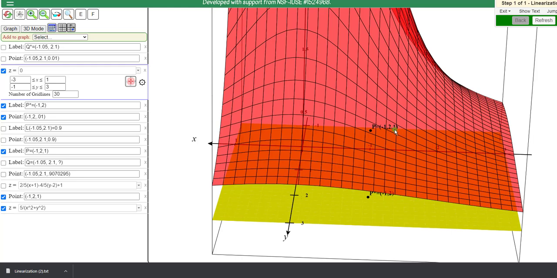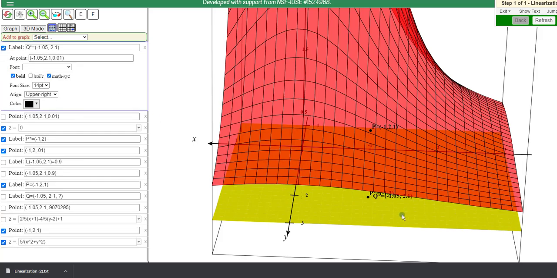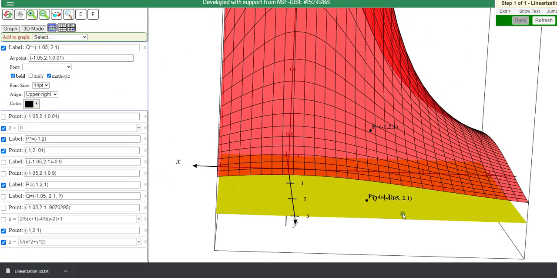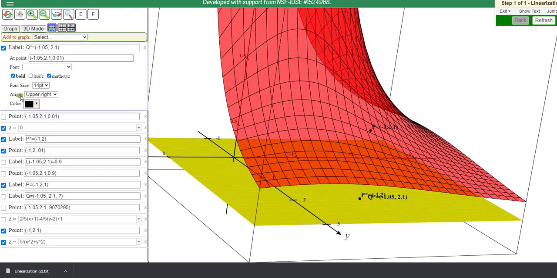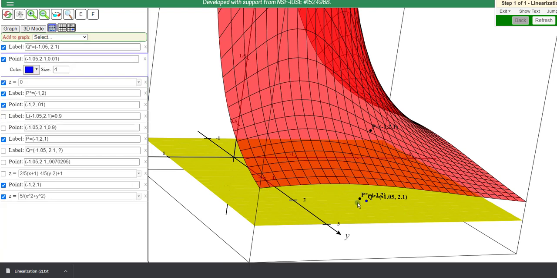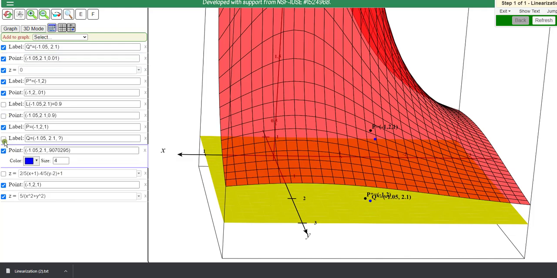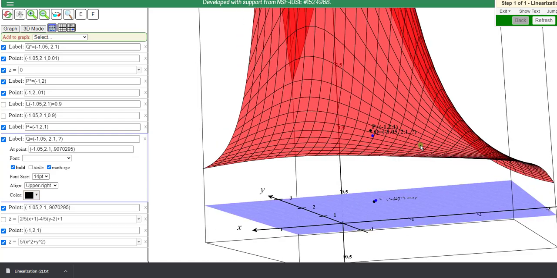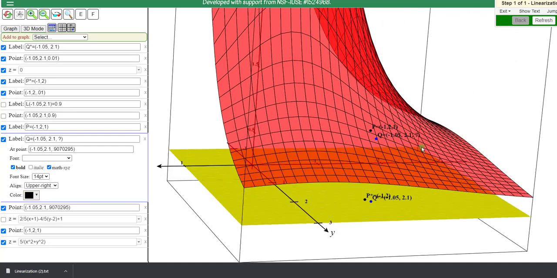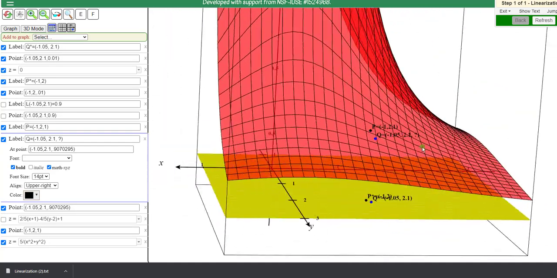So the whole idea is that we want to take some other point. In this case, the ordered pair negative 1.05, 2.1. That's this point right here on the graph, shown in blue in the domain, and we want to know, okay, if we were to plug that point into the function, that's going to give us some other point. But the thing is, we don't know, hopefully you can see the question mark on there, what that z-coordinate is on the graph of the function.